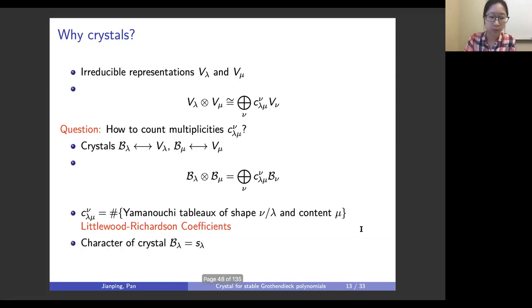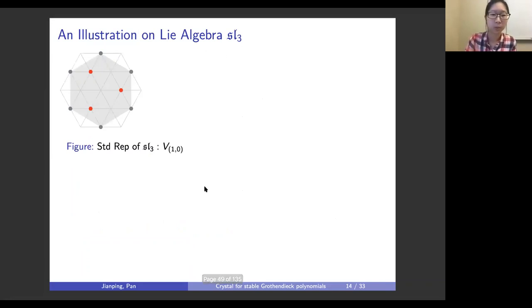So to give you a little bit more, for each connected crystal graph B(λ), the character is the Schur function, the Schur polynomial s_λ. So let me give a more specific example.